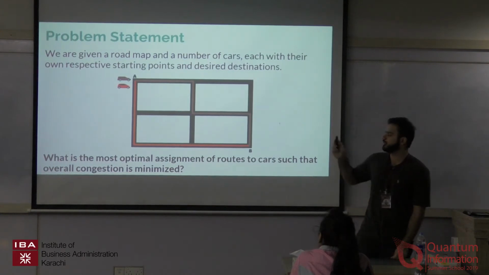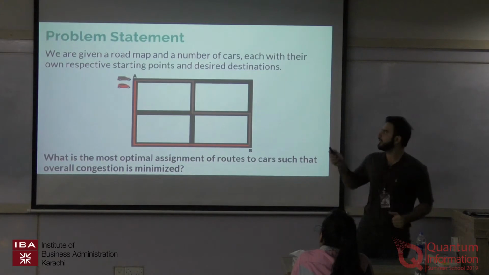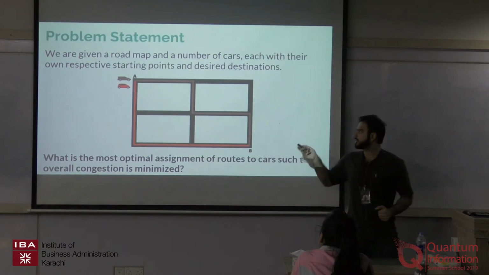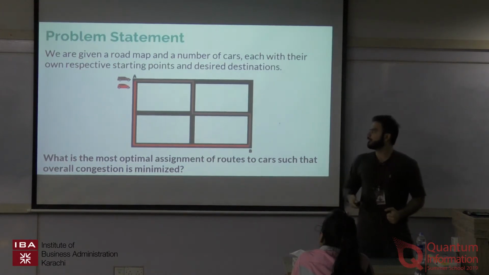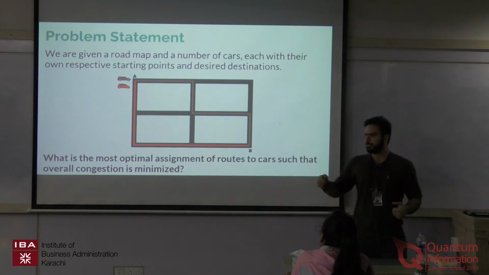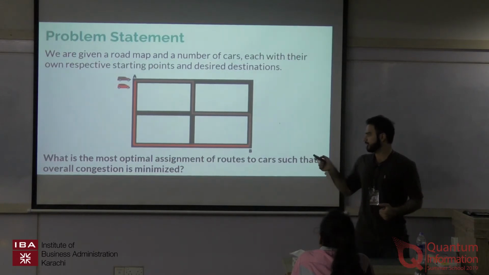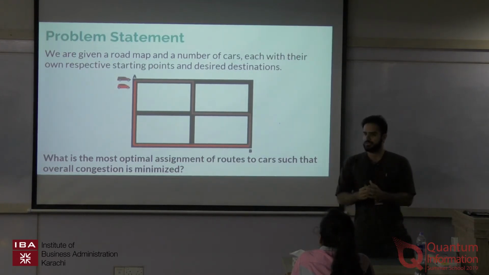So the problem is that we have a map, which is basically a graph with nodes and segments, and we have some cars which are located at different nodes, and each car wants to go to some other node. So you have to assign routes to cars such that their overlap, their congestion, is minimized.